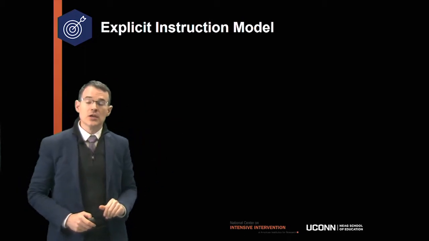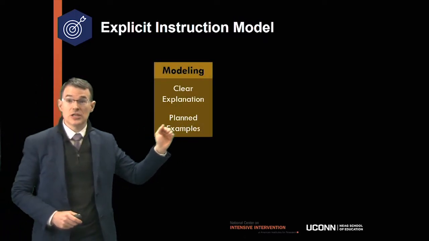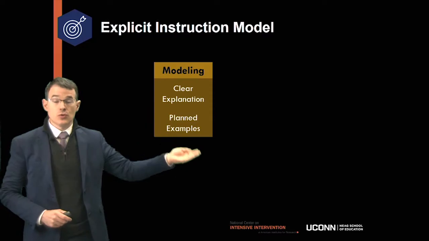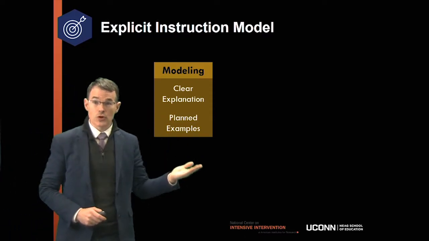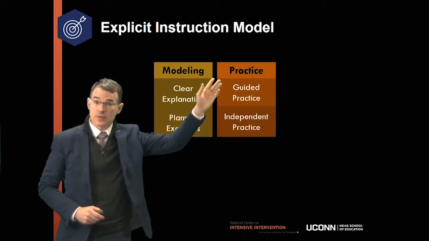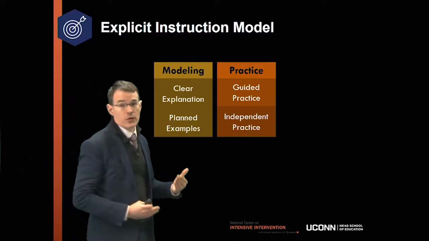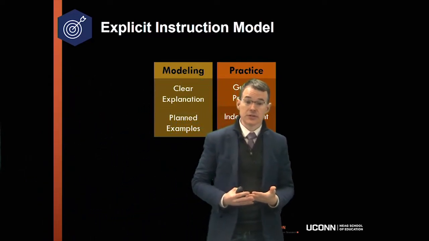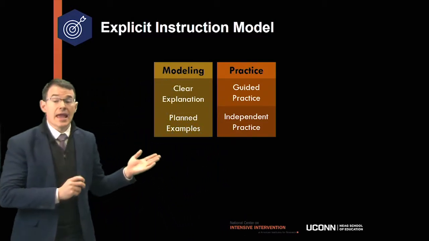Okay, here we go. So first, we have modeling, which involves, as we know, a clear explanation and planned examples to elaborate on the clear explanation. And then we have, of course, 2 kinds of practice. We have both guided and independent practice, and you select one or both of those depending on the kind of skill you're teaching students.